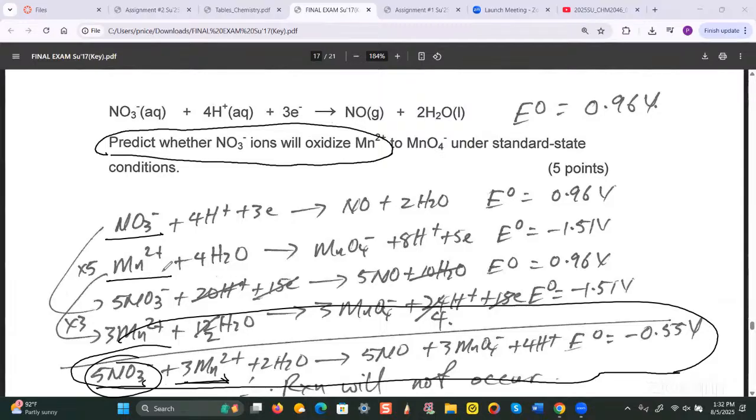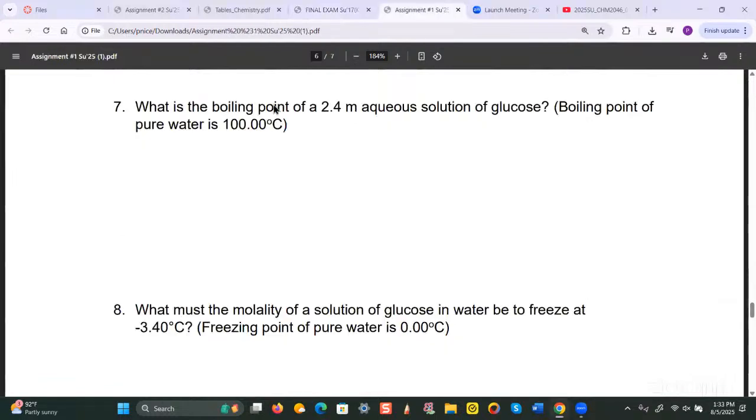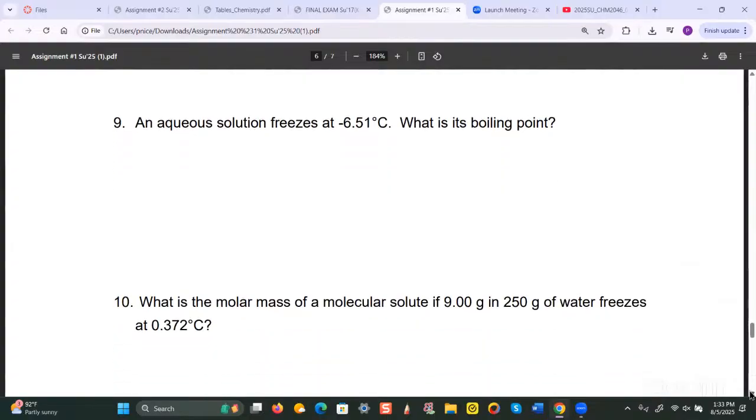Professor, yes, sir. Could we go to assignment number 1 and do question 9? All right, hold on. Let me clear this here. Assignment number 1, I think I have it up here already. And you said question number what? Question number 9. Oh, okay. So the question says an aqueous solution freezes at minus 6.51 degrees Celsius. What is its boiling point?